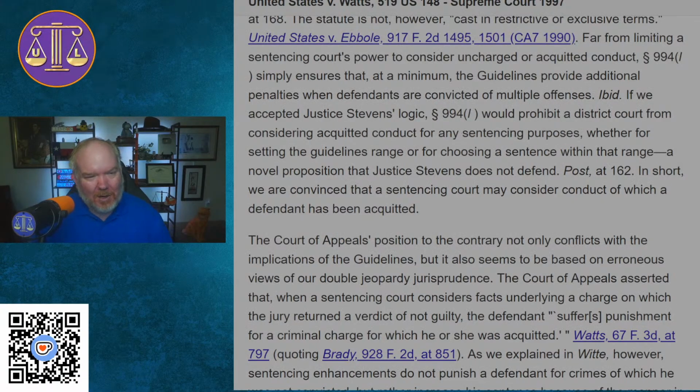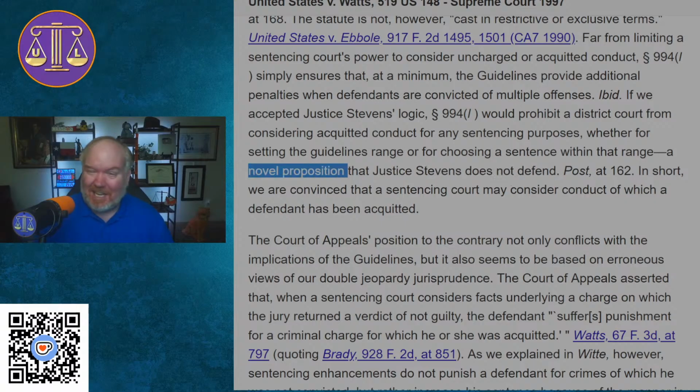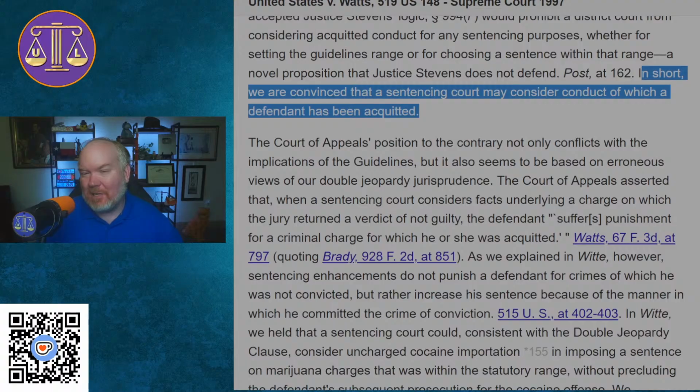Whether for sentencing guidelines or for choosing a sentence within the range, a novel proposition that Justice Stevens does not defend. A novel proposition. That's how the Supreme Court feels about it. It's a completely batshit thing that Justice Stevens is just making up. In short, we are convinced a sentencing court may consider conduct of which a defendant has been acquitted. Oh, that's nice. Thanks for clarifying that.